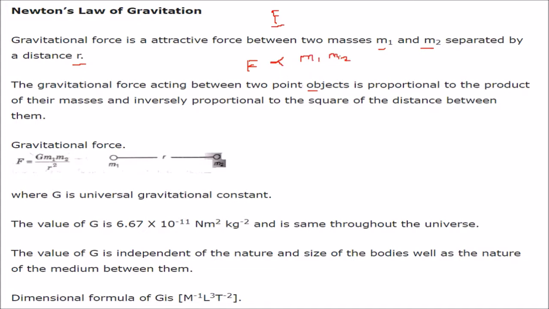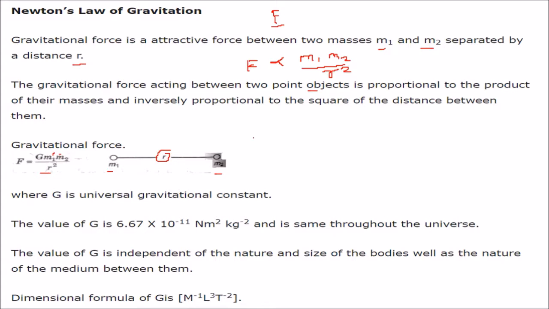This is directly proportional to them and inversely proportional to the square of the radius, or you can say the square of the distance between them. This r is the distance between these two particles. In this case, this is mass m1, this is mass m2, so there is a distance of r between them. So F is directly proportional to m1 m2, and inversely proportional to the square of the radius.